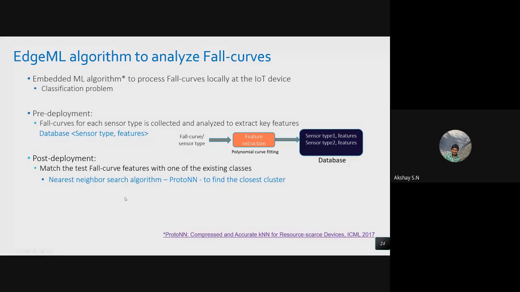And we have used a nearest neighbor search algorithm called ProtoNN, which was designed at Microsoft Research. This algorithm is one of the state-of-the-art algorithms which can run on even a simple, low-cost, resource-constrained device such as Arduino, right? And we tested this algorithm on 10 devices, and our fault accuracy is over 99% in detecting whether a sensor is faulty or working. Okay.